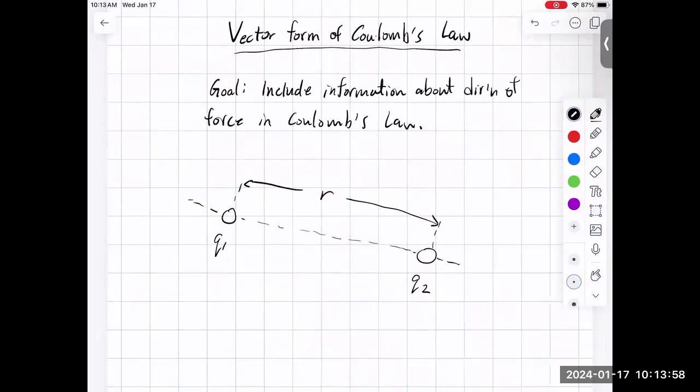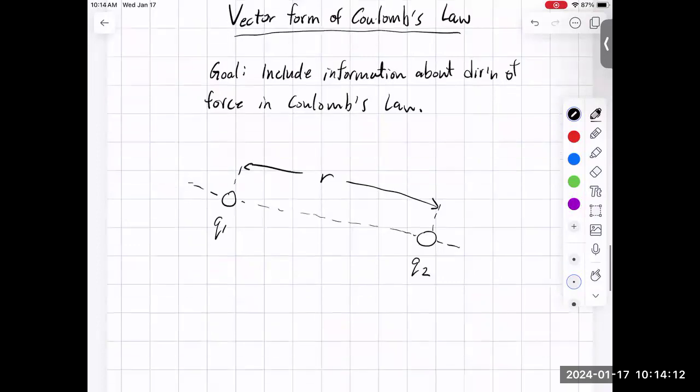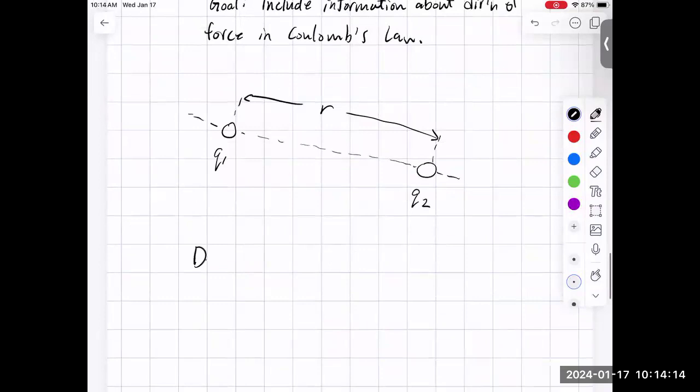So what we can do is write down the magnitude of this force. It would just be Q1 Q2 divided by R squared times Coulomb's constant. But what we're going to do is define a unit vector. And I'm going to call this unit vector R hat sub 1, 2.